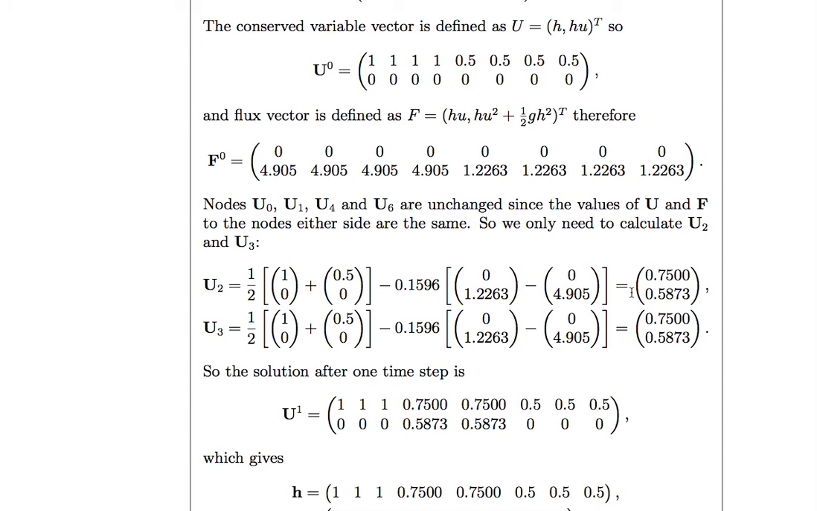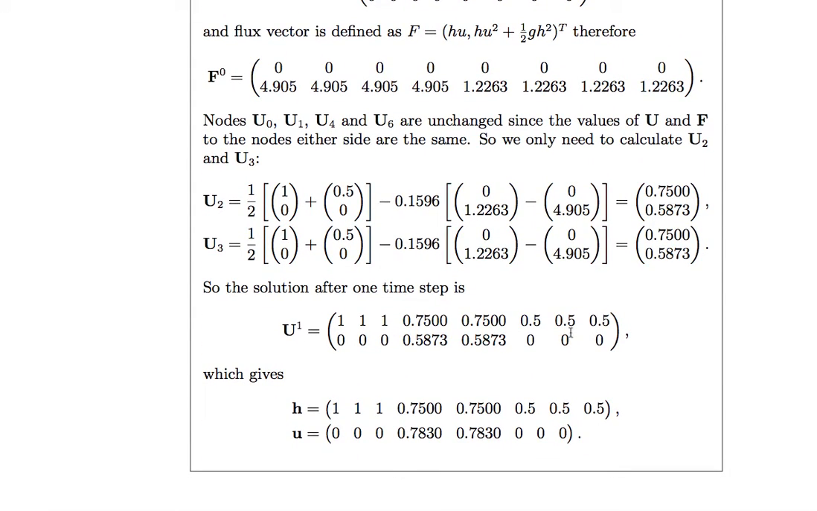Okay, and then a bit of number crunching, and you get this value of u2 over here, and do the same for u3. Well, it's actually the same. So that's u2 there, and for u3 we actually got the same values either side, so it's actually the same, which is a feature of the Lax-Friedrichs scheme. Okay, so after one time step, that's our solution. So you can see only those 2 nodes have actually changed. So that's the solution for the conserved variable vector u.